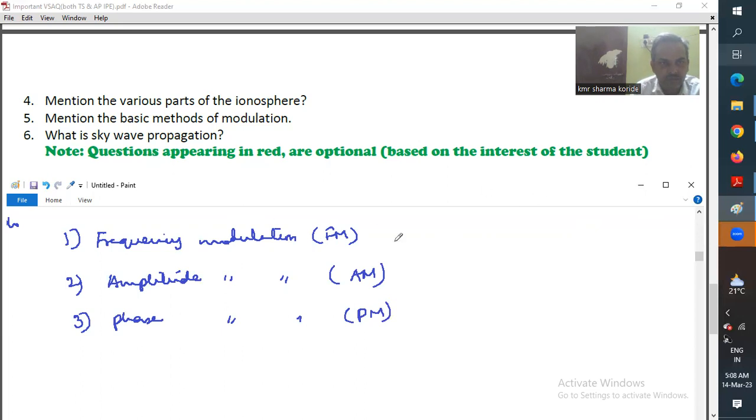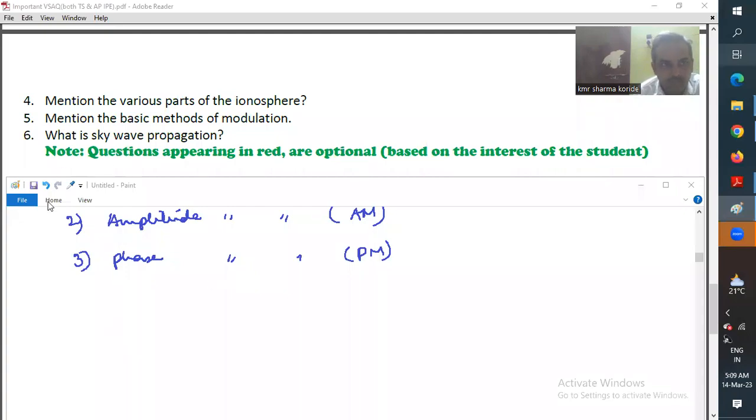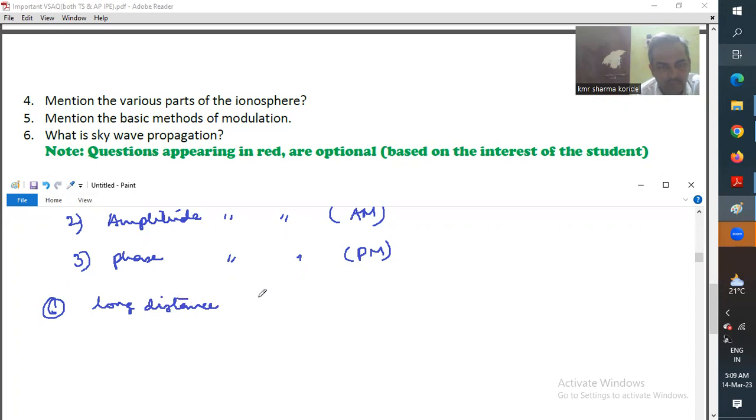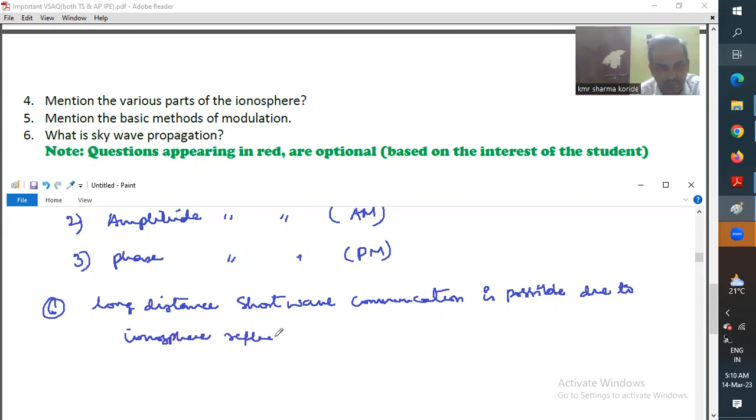Moving to the answer for the last question. What is skywave propagation? The answer is question number 6. Long distance short wave communication is possible due to ionosphere reflection, which is called skywave propagation.